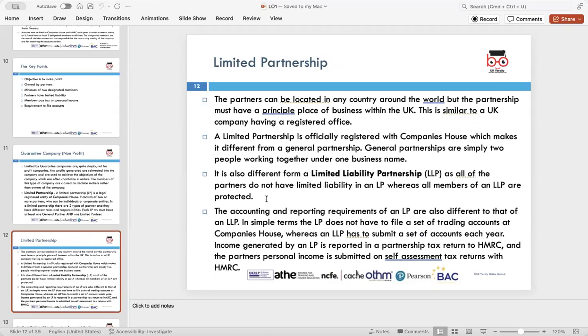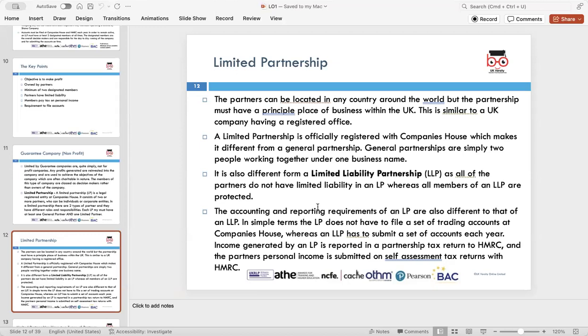In a limited partnership, it is possible for the partners to be situated in any country around the globe. Nevertheless, it is imperative that the partnership has a primary place of business within the UK. It is comparable to a firm based in the UK having a registered office.